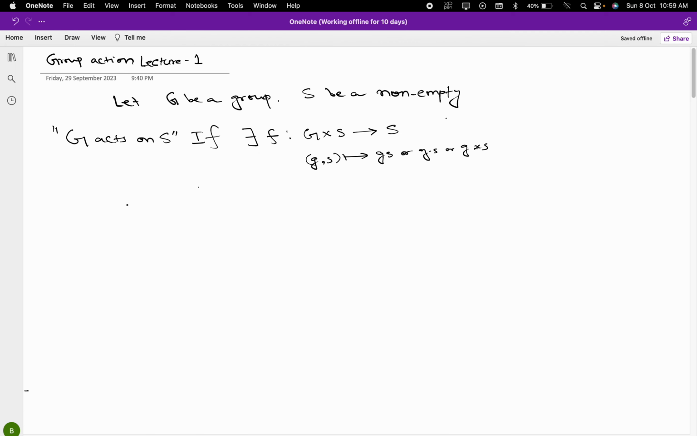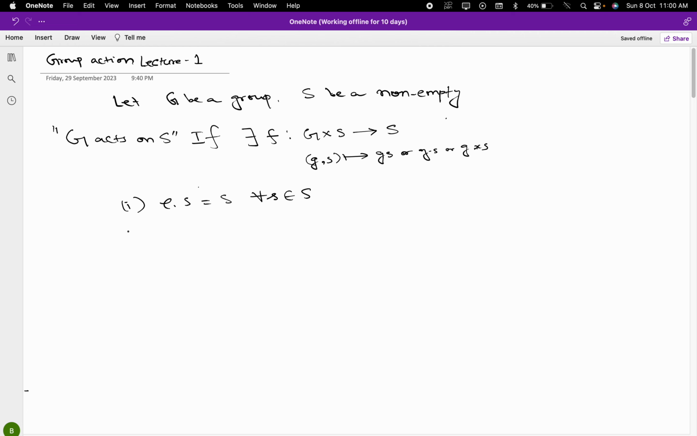The first property is this: if you have a group, then you have an identity element e, and e dot s should equal s for every element small s inside S. You could also write e star s, there is no harm. If you operate e with any element of S, it gives you back that element of S.